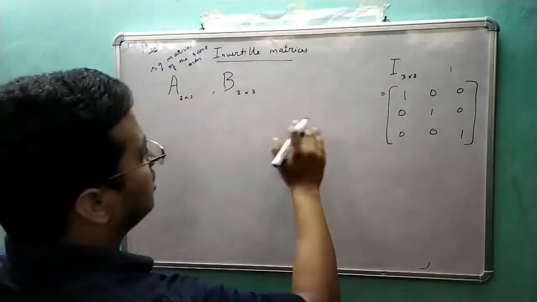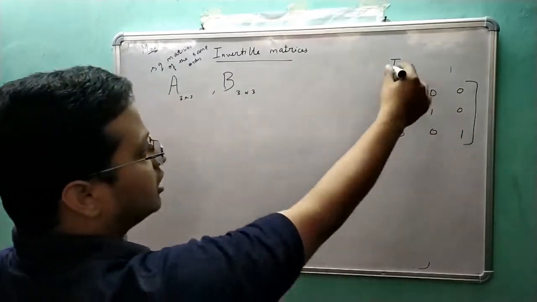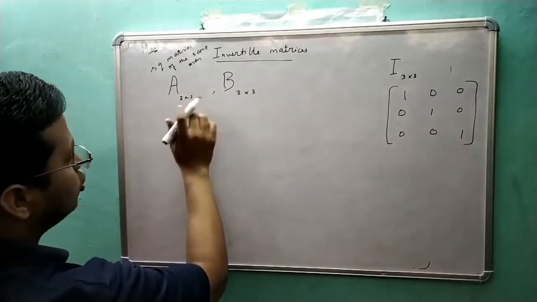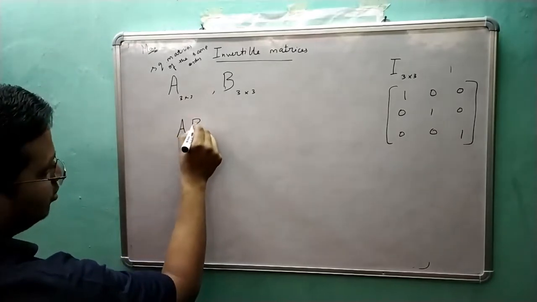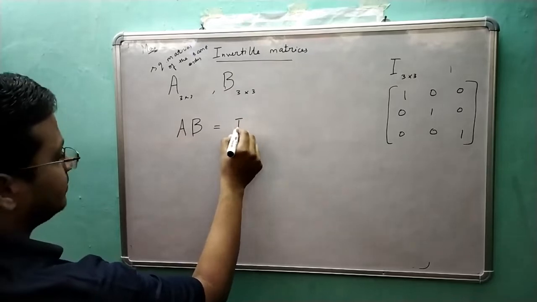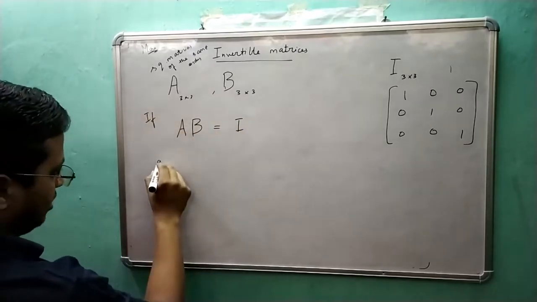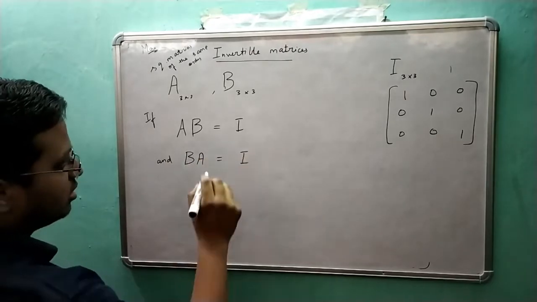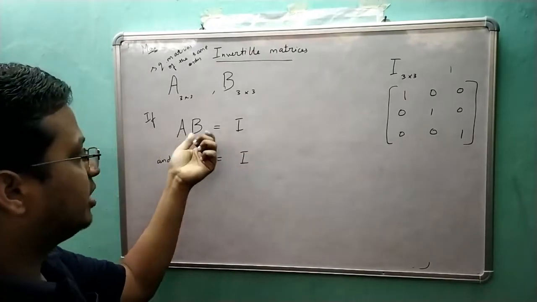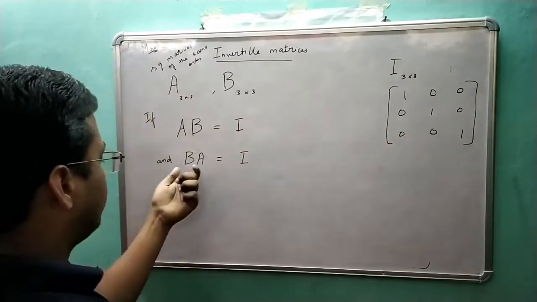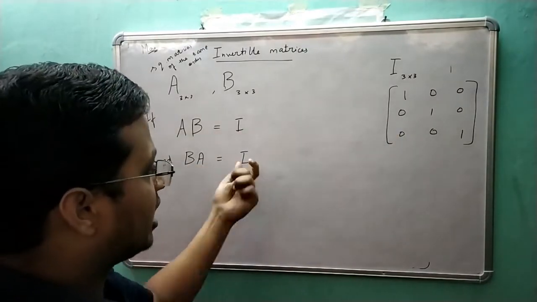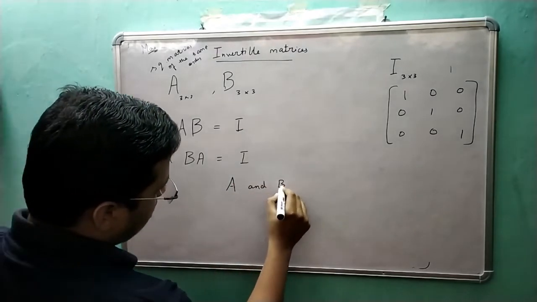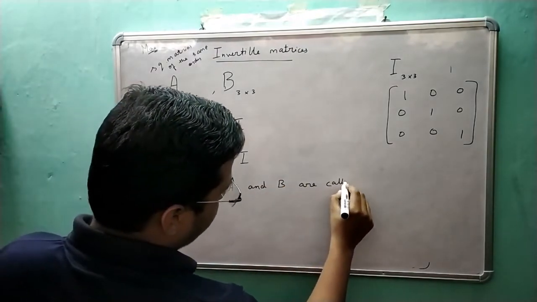So we have 3 matrices. We will represent identity with I. Now, if on multiplying these 2 matrices, A into B gives us I and B into A also gives us I, so if on multiplying A and B we get the identity matrix, and on multiplying B and A we also get the identity matrix, then A and B are called inverses of each other.